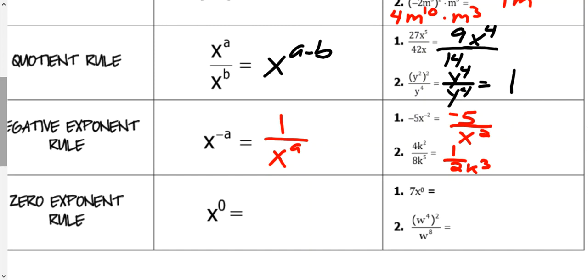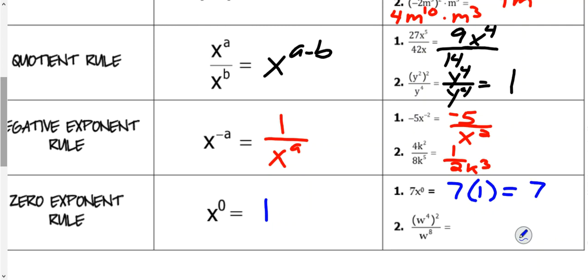And lastly, we'll look at the zero exponent rule. x to the 0 is always 1. So if we look at our example, we have 7 times x to the 0. x to the 0 will be 1. 7 times 1 will be 7.